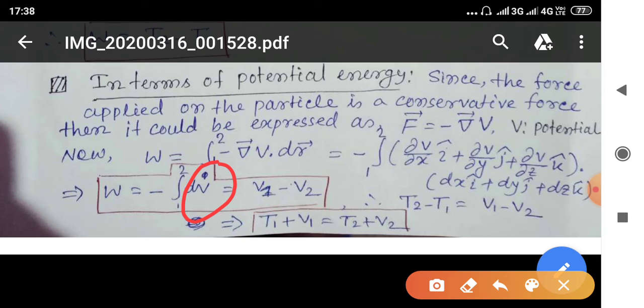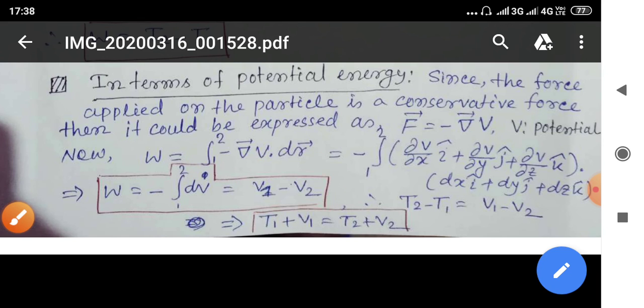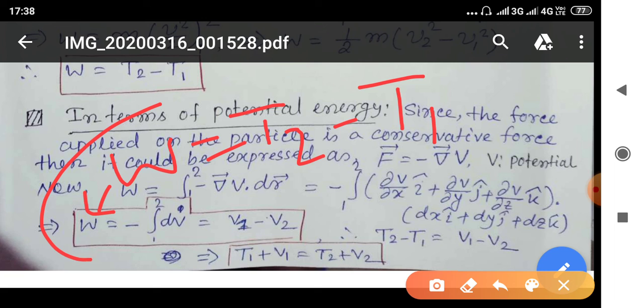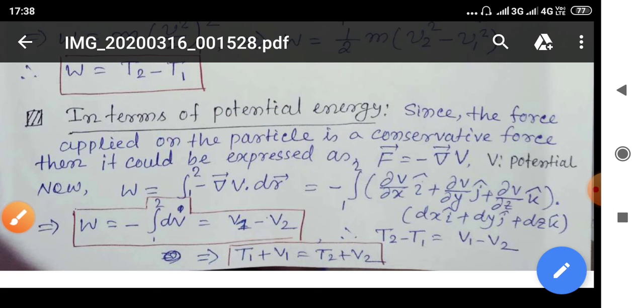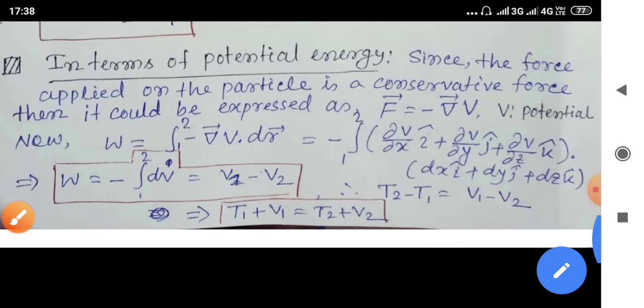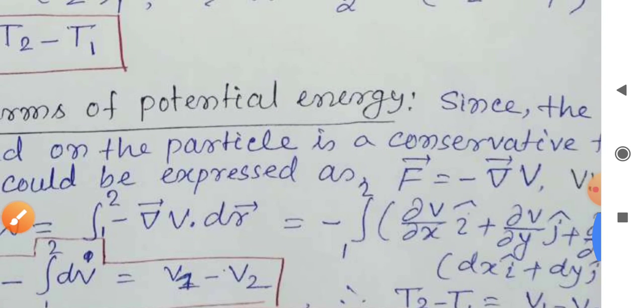So if we do the integration, you will get W is equal to V1 minus V2, and it is the same W which we have found previously, that W is equal to change in kinetic energy T2 minus T1. Now the same W is V1 minus V2, and if we make them equal, then we will get T2 minus T1 is equal to V1 minus V2, or T1 plus V1 is equal to T2 plus V2, and this is the conservation of energy.